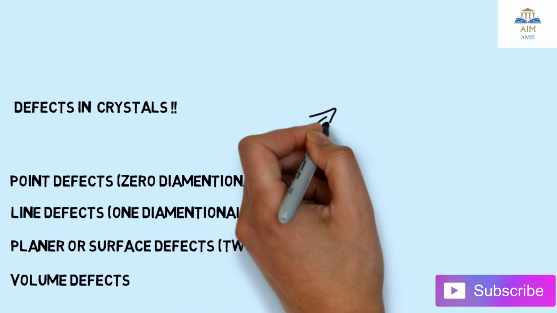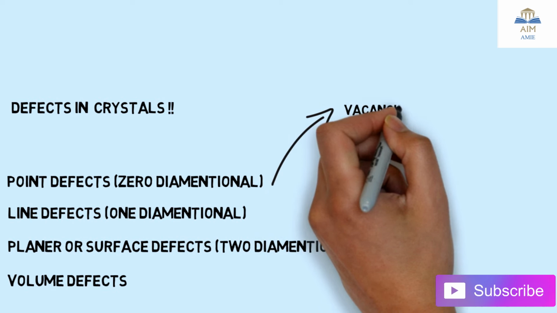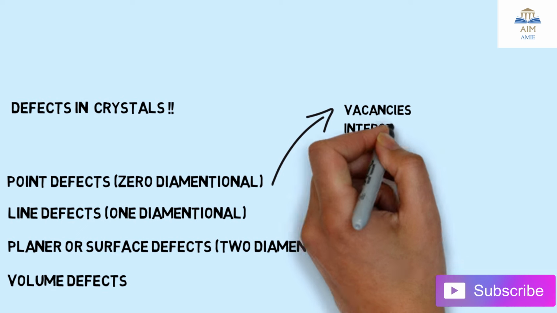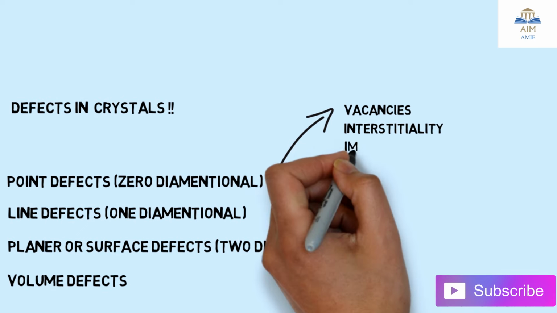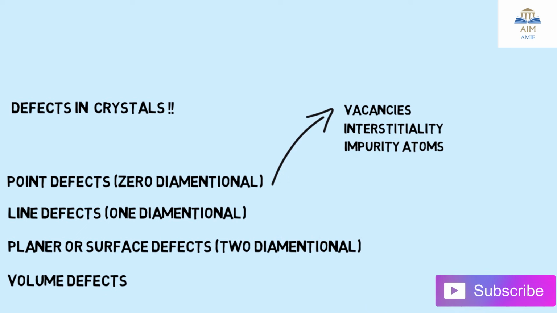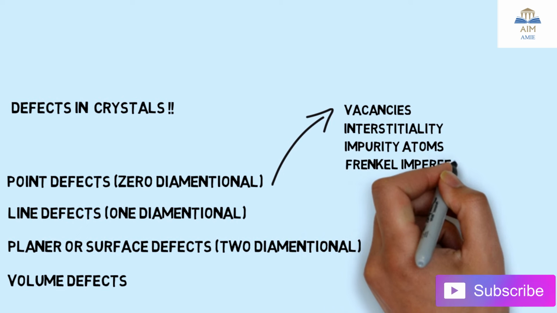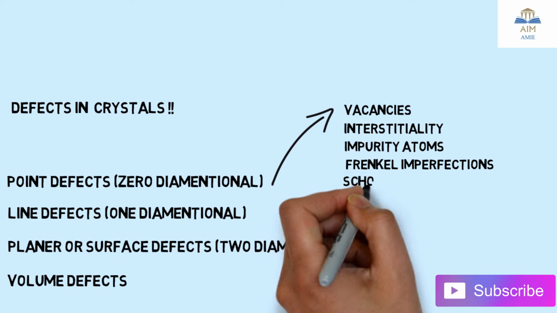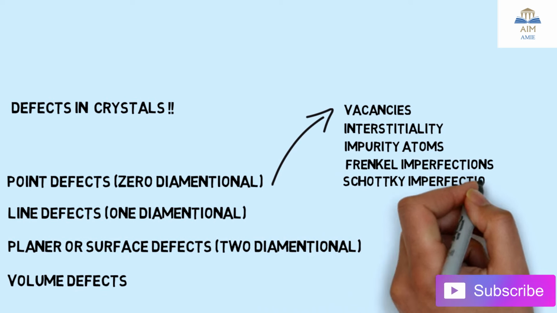So in the point defects we have the vacancy. First one is the vacancies, then next one is the interstitialities, followed by impurity atoms. The next one is the Frenkel defects, known as Frenkel imperfections, and next one is the Schottky imperfections. Well, these two are very important in AIM-AMIE course.